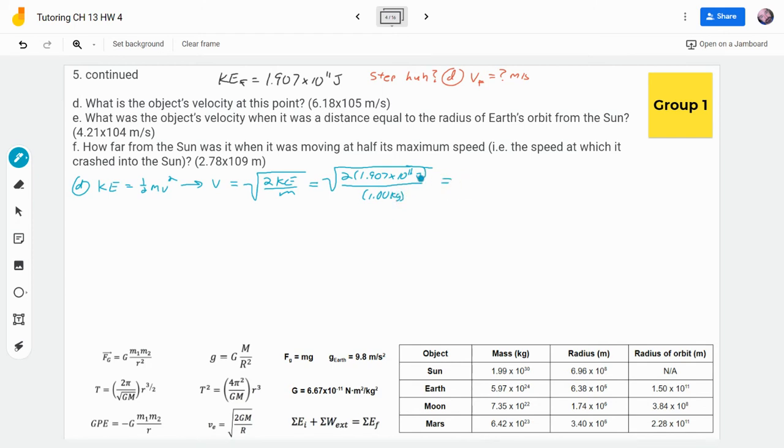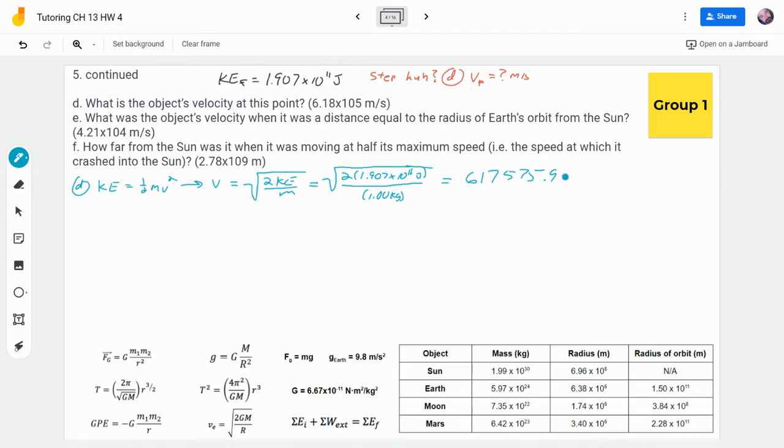All right, so in the calculator, 2 times 1.907 EE11 divided by 1. And I've got 3.814 EE11, but I need the square root of this number. So I'm going to use the X to the box button, take it to the 1/2 power. And when I do that, my calculator tells me 617,575.9.